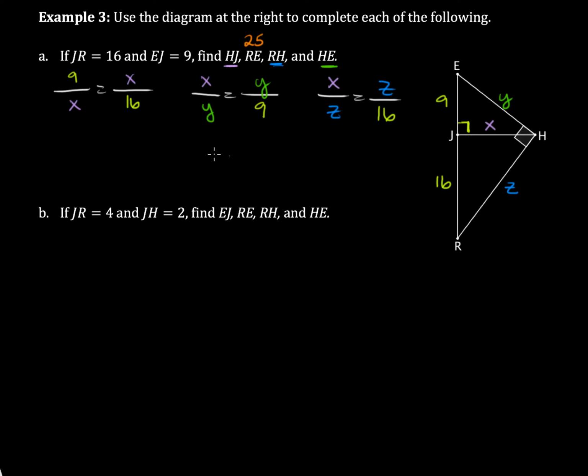Now if I look at this, there's only one of those that I can solve right now, right? This one I can't solve because it's got X and Z in it. I can't have two variables in something I'm trying to solve. This one's got X and Y, but you can see this one only has X. So let's go ahead and solve this.